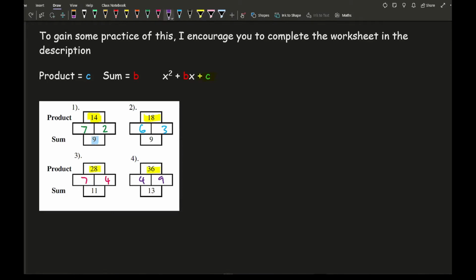So with question 1, I've got x squared plus 9x plus 14. So this is where the numbers go. Here is your 9, here's your 14, and that's going to equal (x + 7)(x + 2).